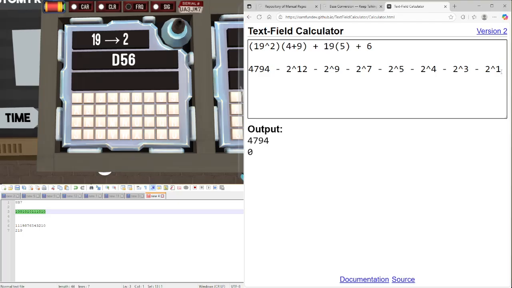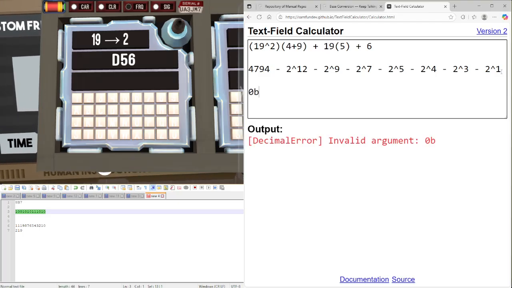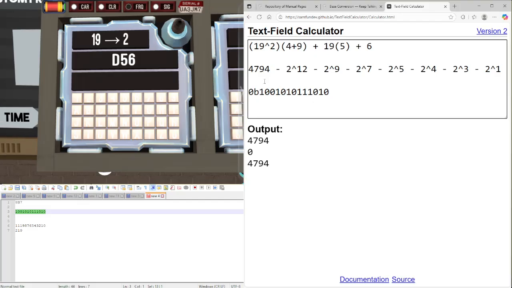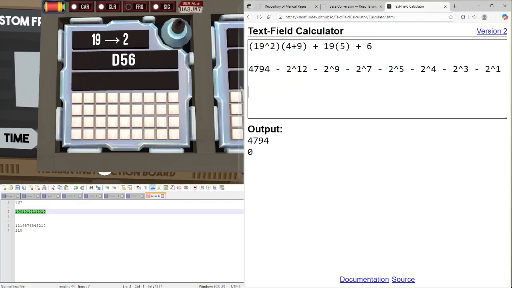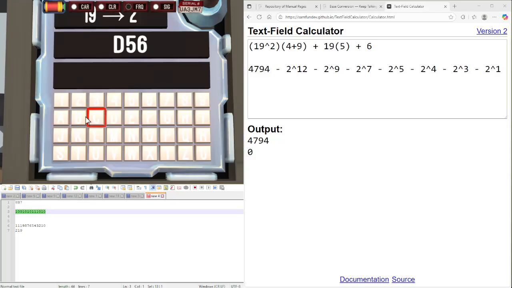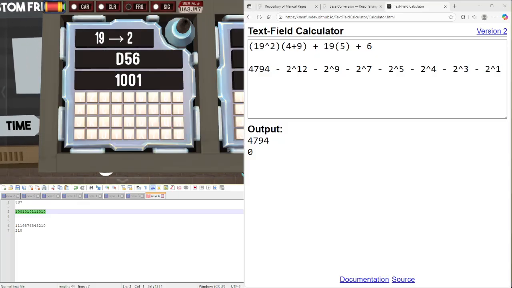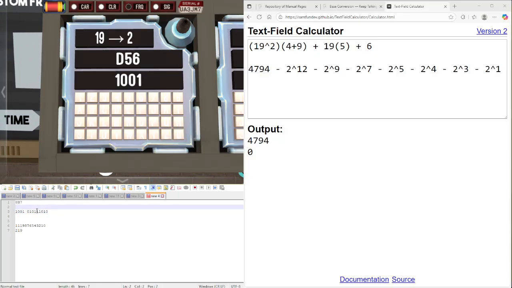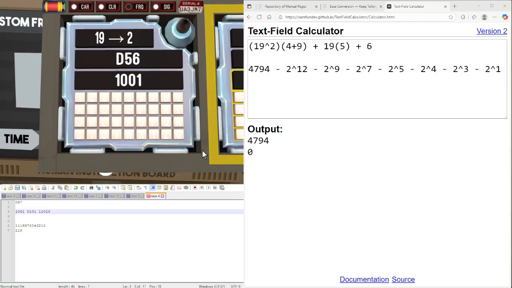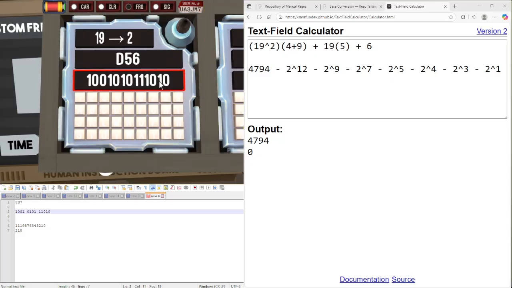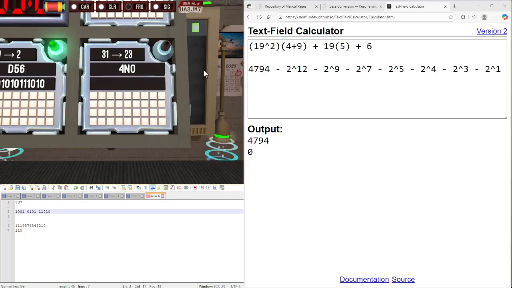We can quickly double check that. I would suggest always using this for this one because it might ruin the fun for some people. But let's check here. And yes, this is what we get. So now typing this into the module. 1, 0, 0, 1, 0, 1, 0, 1, 1, 1, 0, 1, 0. Submit.